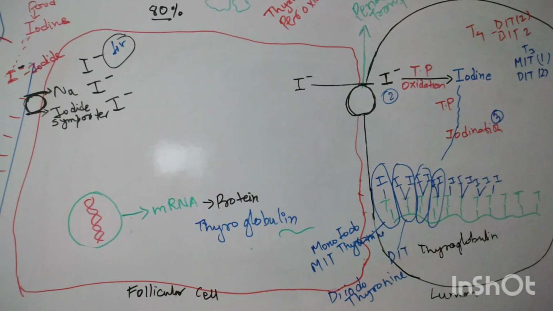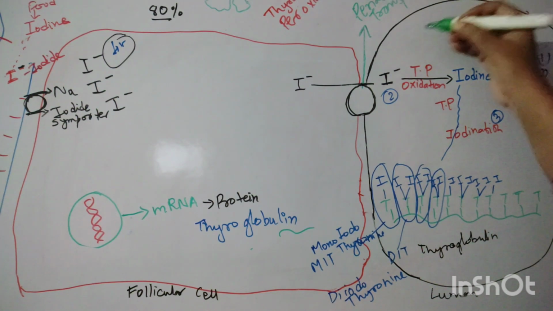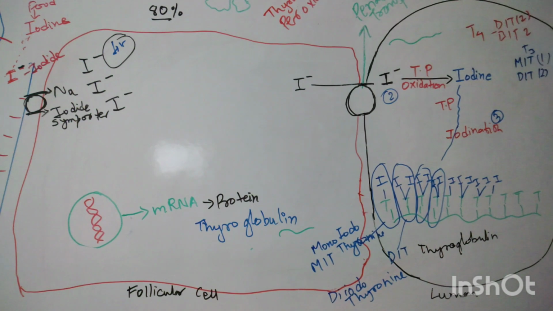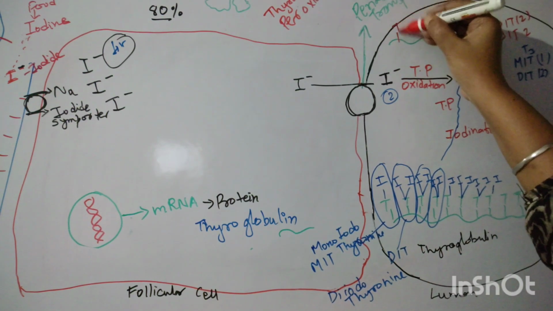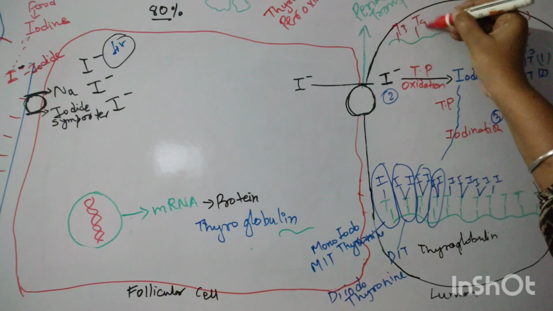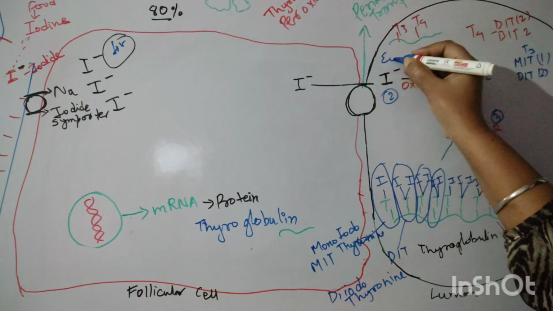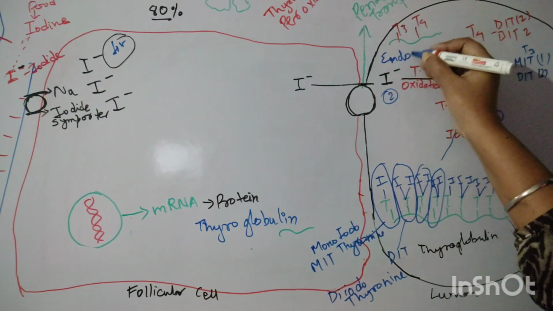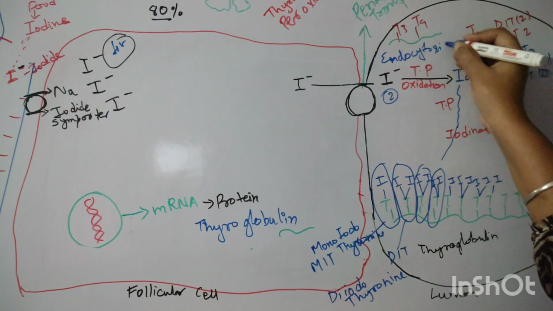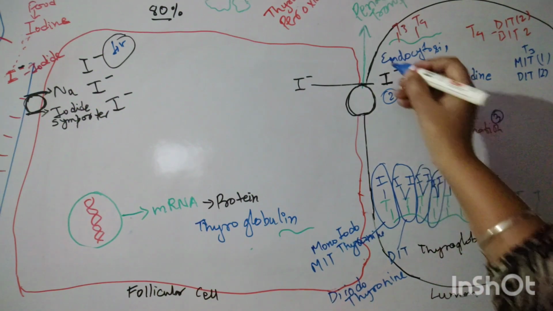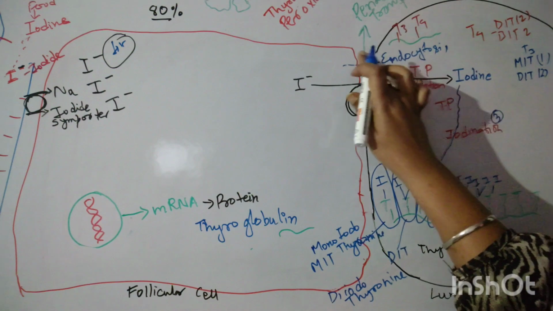Now this is the thyroglobulin. It has T3, T4 on it. Again, with the process of endocytosis, it will enter the cell, and it will enlarge.